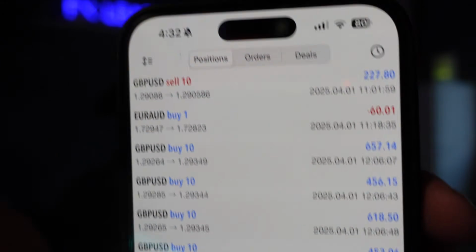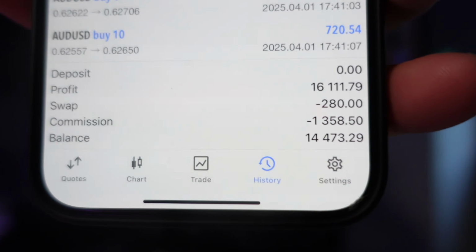All the trades there. In fact, let me just show you the week. So this is last week, as you can see here, £14,000 profit for last week there. I tell you this trade, this trade was banging. I'm not even joking you.